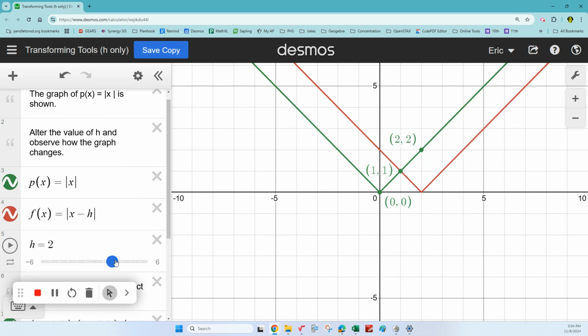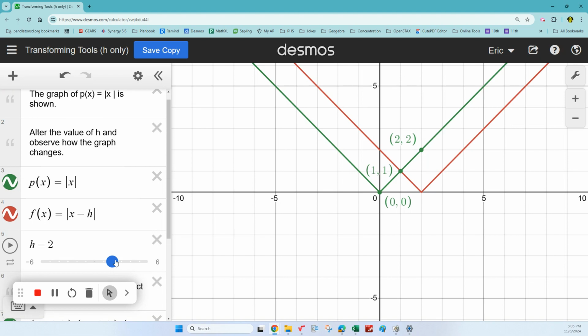The value of h tells you how far you're sliding this thing horizontally. So if h is a positive number, you're going to the right. But remember, h is the number that is being subtracted from x. So if I have something like the absolute value of x minus 2, the value of h is actually positive 2. Everybody see that? The sign of h is always going to be the opposite of whatever that operation is right there. If it's x minus h, then h is positive.